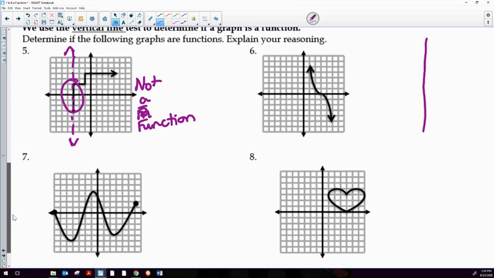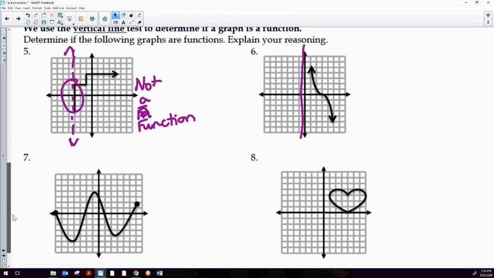If we look at number 6, and I were to take my vertical line, let's say I just take my line right here, and I were to move this line all the way across, do you see how when I move my purple line, it only hits that picture one time every time I move it? Because it only hits one time, this is a function.